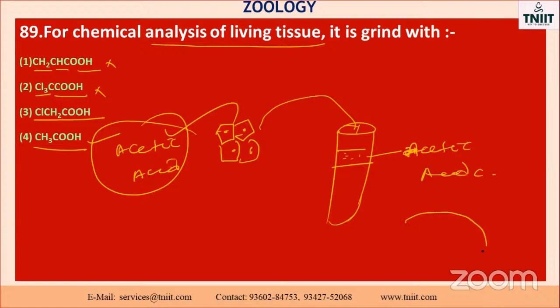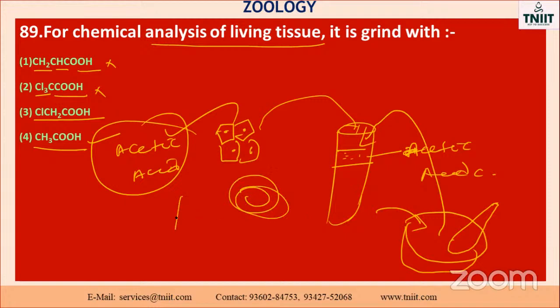Mostly they use the mortar and pestle. The mortar and pestle is there, no? For grinding purposes, they use only the acetic acid. After grinding, the supernatant is poured into test tubes and undergoes the centrifugation process. So you will get the supernatant.